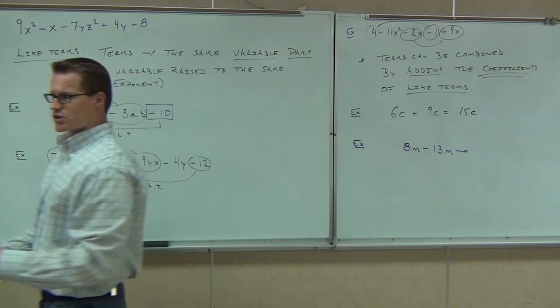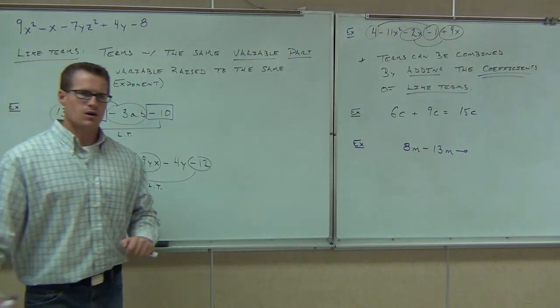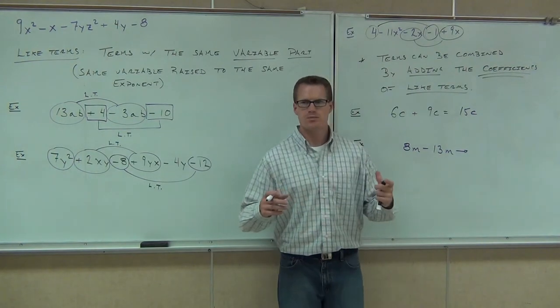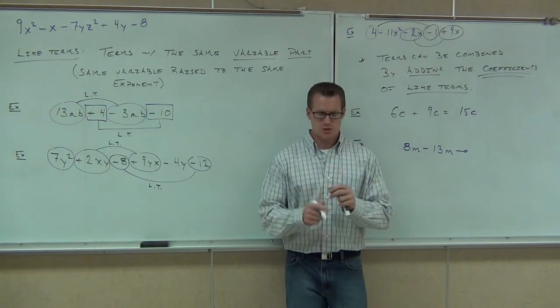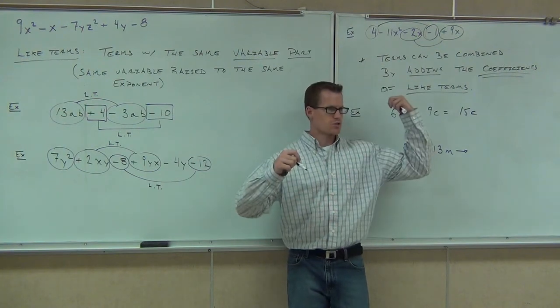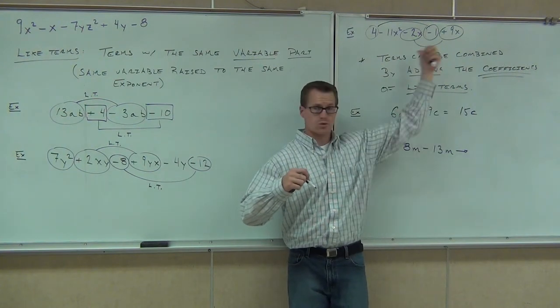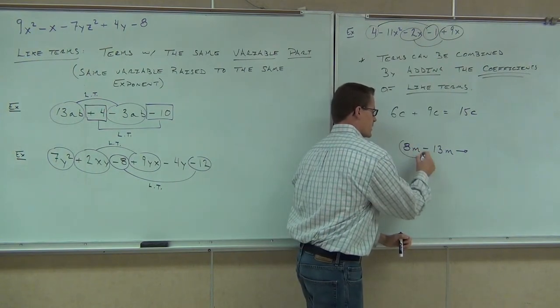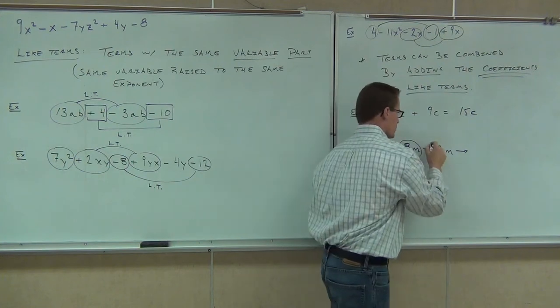m minus 13m, firstly, do we have like terms? Yeah, of course we do. They're both m's. We have 8m's here, we have minus 13m's. If you do the addition rule, this is going to work out just fine. Remember how we just circled some like terms up here? I didn't do it here, but I circled like terms up here. If you circle your like terms, this will work even better when we have longer expressions.